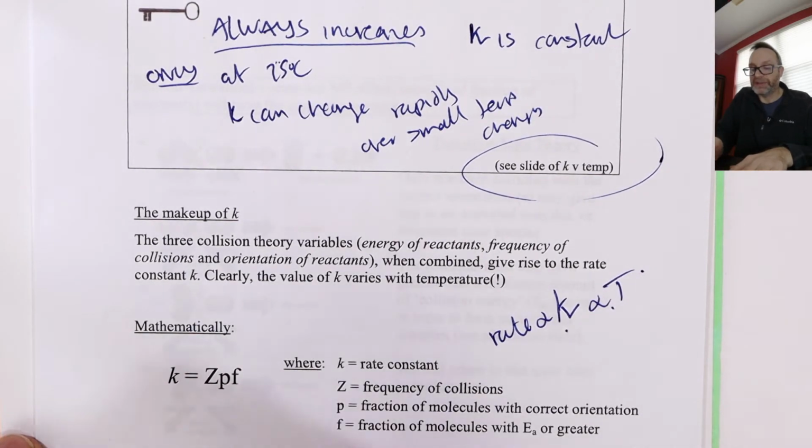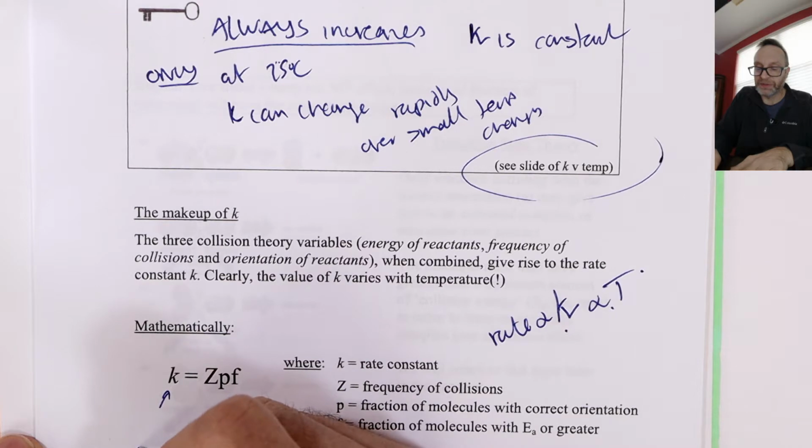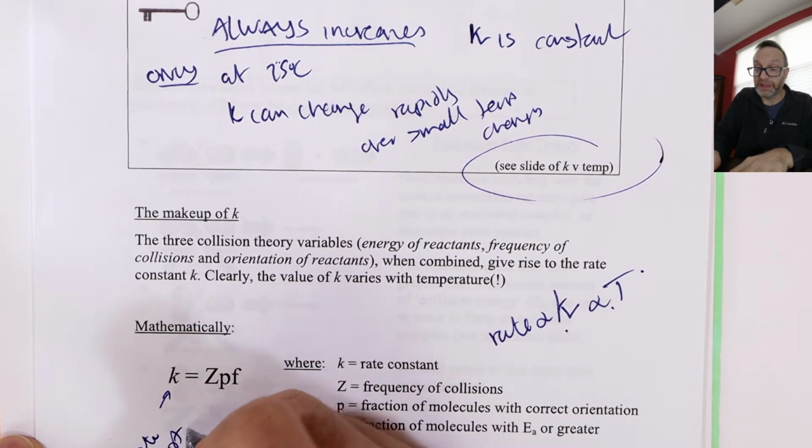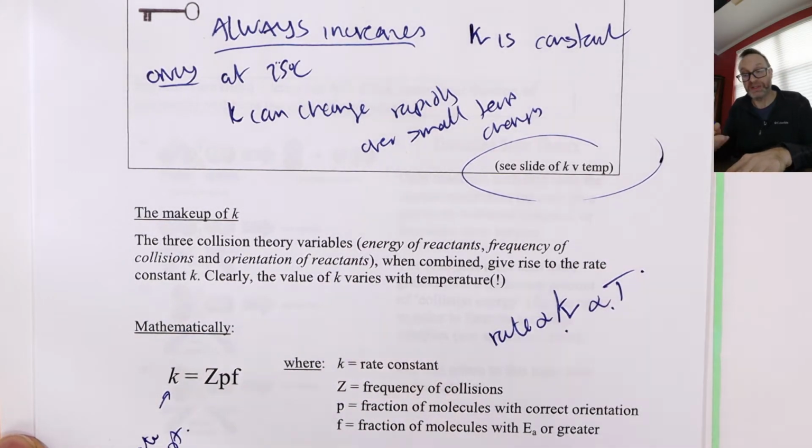So mathematically, k, that's our rate constant, remember? The same k from the rate law equation, apart from now it's a variable. Now it's a variable because we're changing temperature, right? And we have those three things we talked about.